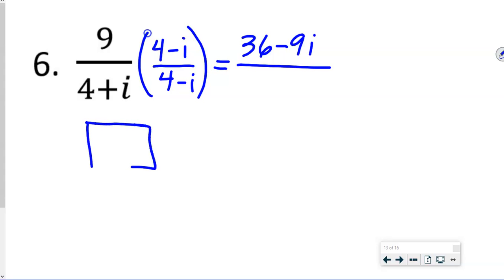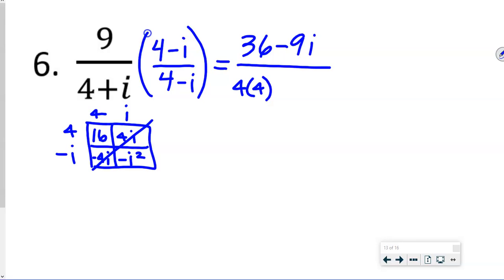So if I were to put this in my box right here, where I've got 4 and i and 4 and minus i, so that's 16, right? This would be minus 4i and plus 4i. These two are going to cancel each other out, right, y'all? And then this is just going to be minus i squared, right? So how we can get this, I want y'all to watch me here, okay? So we can just multiply 4 times 4, and then we can also multiply i times negative i. That's how we can simplify what's on the bottom pretty quickly, okay?